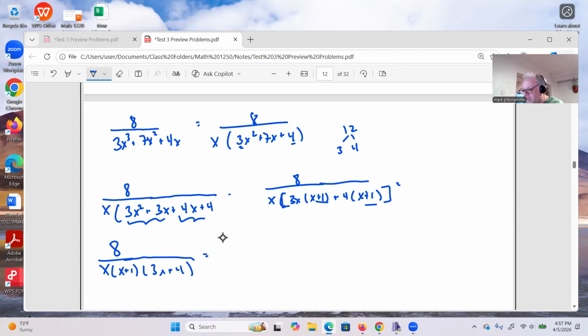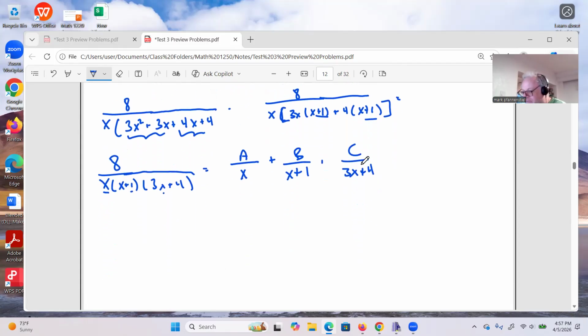When I go to do my partial fractions, we're going to say, oh, there are three linear terms here. So we can say that's A over x, plus B over x plus 1, plus C over 3x plus 4. There are no irreducible quadratics. There are no repeated terms. It's a very straightforward partial fractions problem.